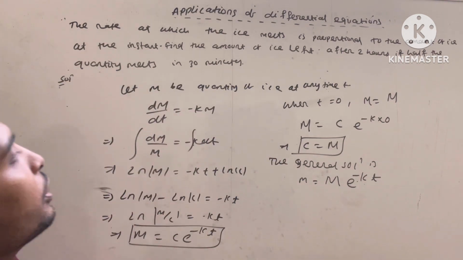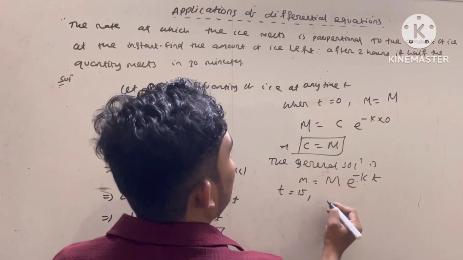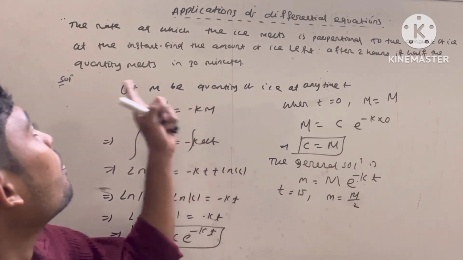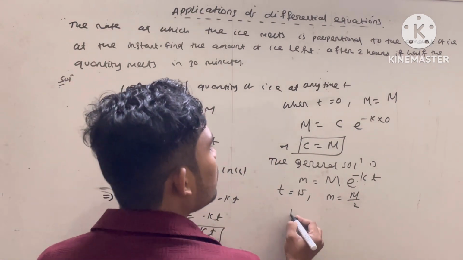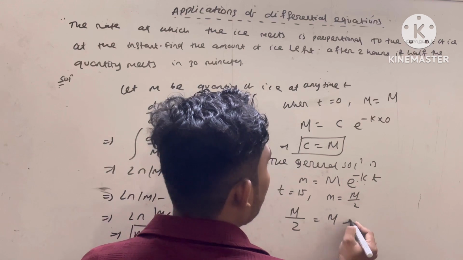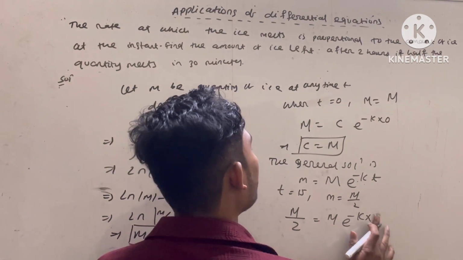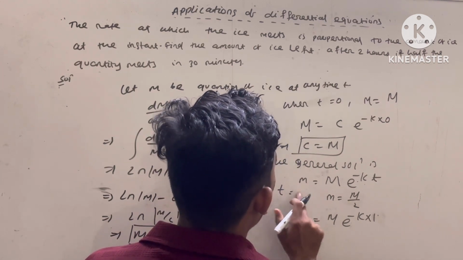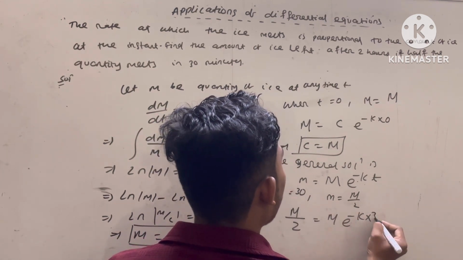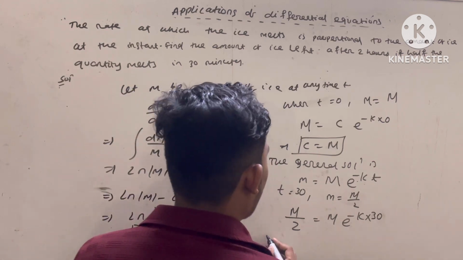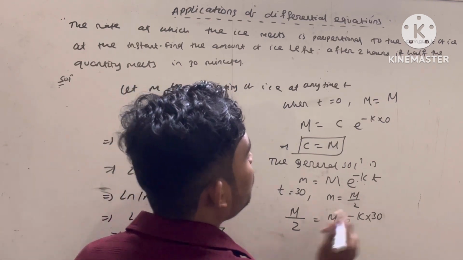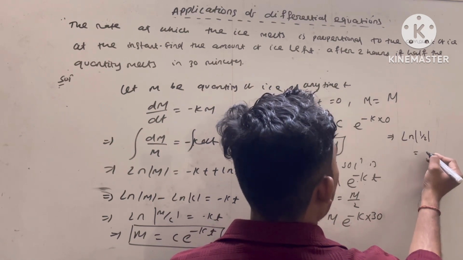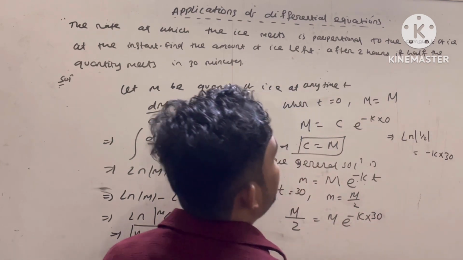Now we have to use the condition that when t equals 30 minutes, our mass will be reduced to capital M by 2. So M/2 is M into e to the power minus k into 30. Capital M cancels out, and taking ln on both sides, it will be ln half equals minus k into 30.